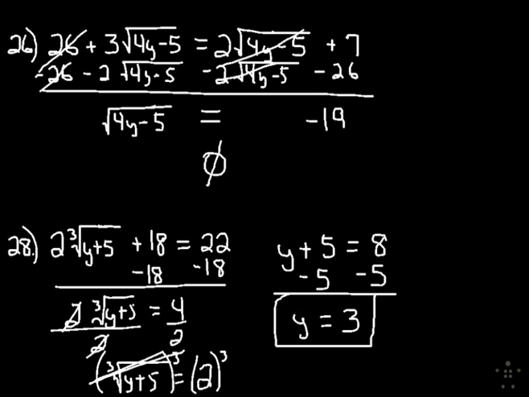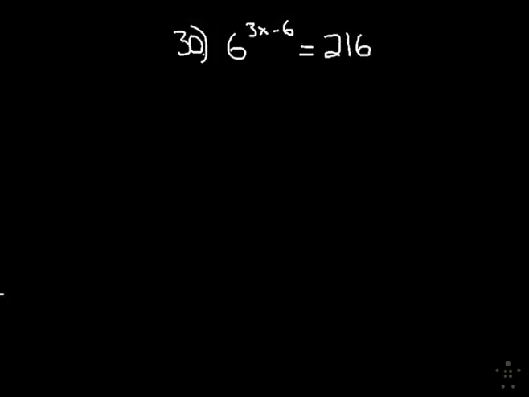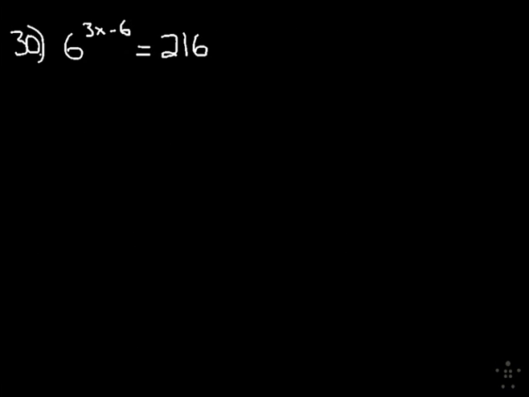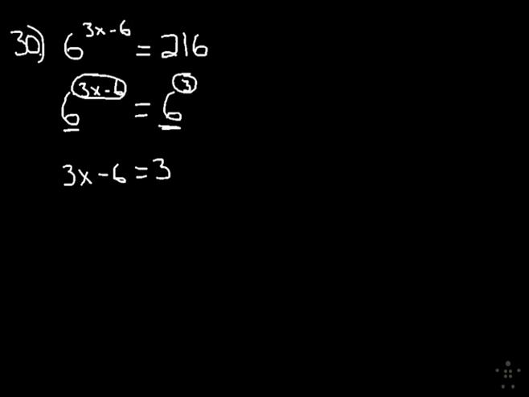And moving on to our last problem, number 30. 6 to the (3x minus 6) power is equal to 216. This is one where you want to try to get similar bases, and we can here, because we know that 216 is really just 6 cubed. And since both of these bases are 6, then these exponents must be equal to each other. So we say 3x minus 6 is equal to 3, and then solve for x.